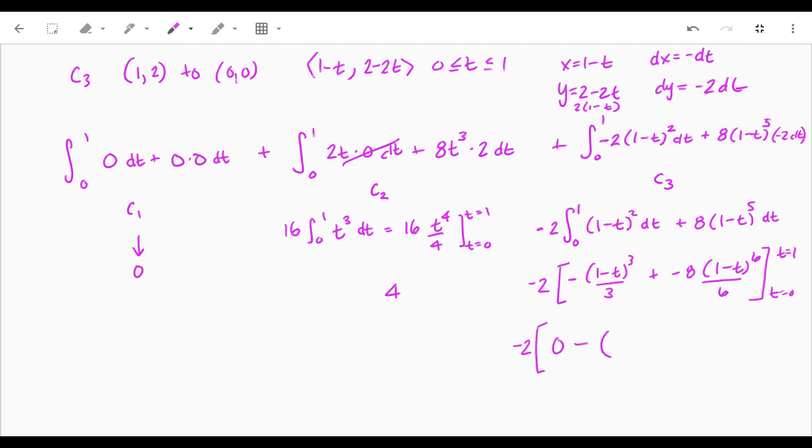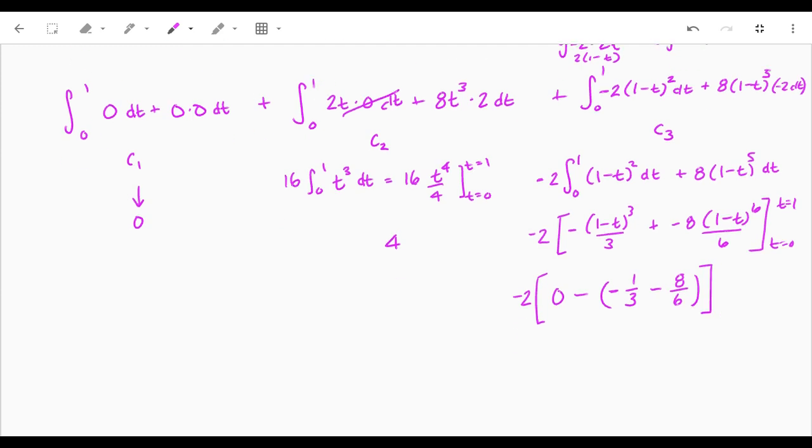Okay, and then when t is 0, I'm going to have negative 1/3 minus 8/6. Just making sure I'm keeping all these negatives straight, which I think I am. Okay, so now I've got negative 2 times 1/3 plus 4/3, which is negative 2 times 5/3, which is negative 10/3.